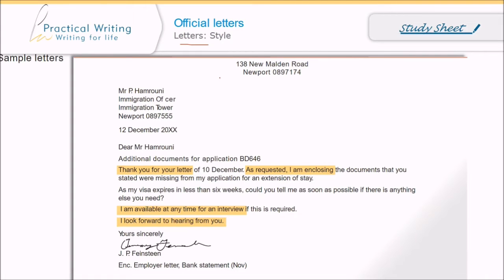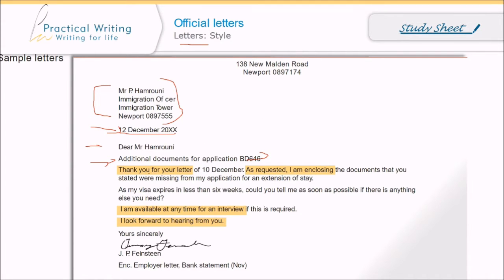This is a letter. This is your address part, right? To whom you're addressing. And this is the date, where you have to put the date, and the address should be concise enough. If the address is long, you can take the exact part which is relevant. Then the letter starts with Dear Mr. Hamrooni. Here the writer has added additional documents for application BD646. This is what we call the subject.